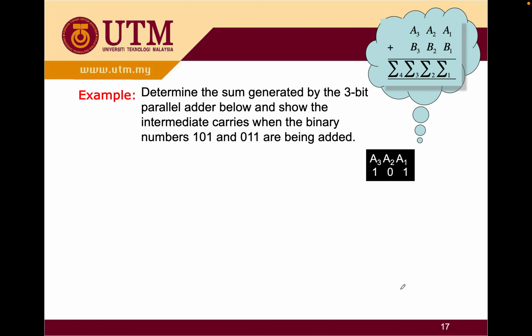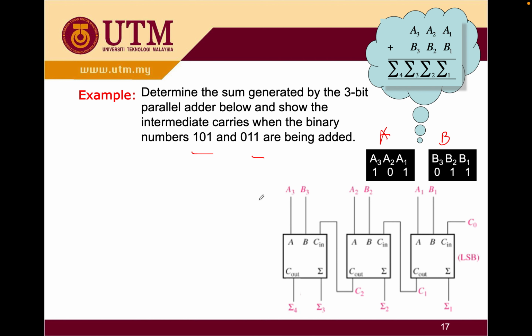Determine the sum generated by the 3-bit parallel adder. You were given the values to be added. So here is your A, another one is your B, and you can draw your full adder there. Let me put the values in: 1, 0, 1. Another one is 1, 1, 0. Let me add it all.